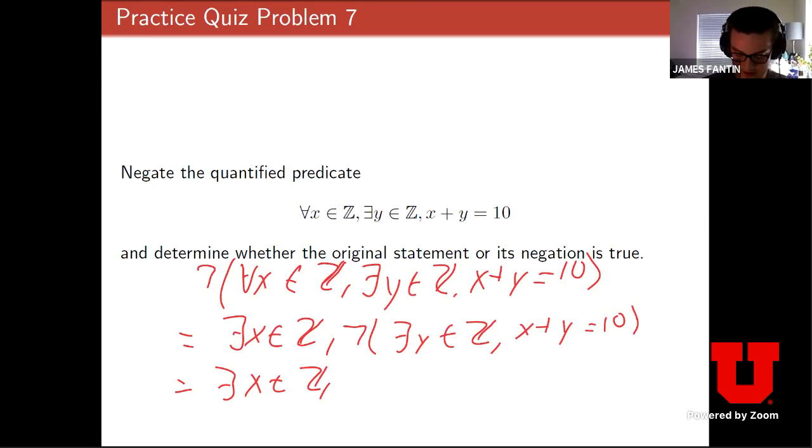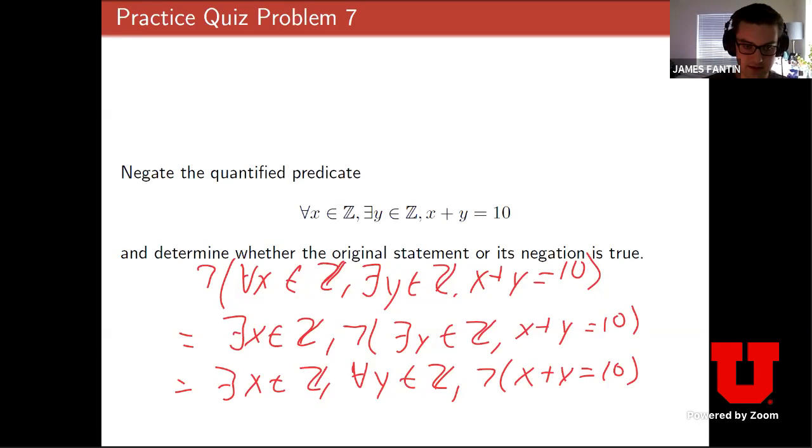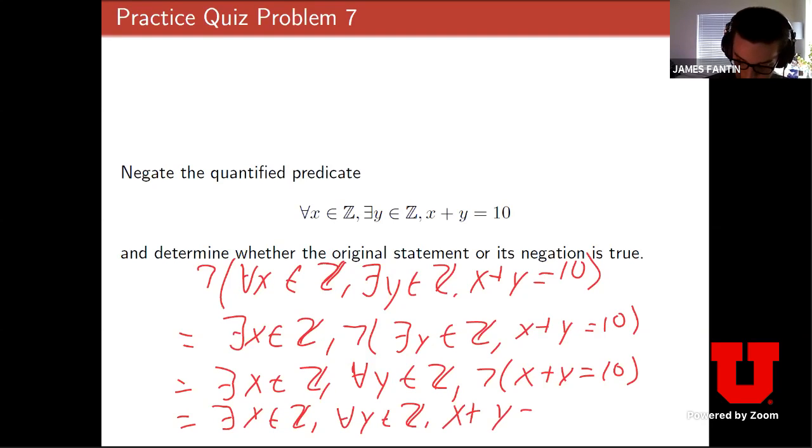Then the negation of there exists a y, an element of Z, would be for all y. And then we'd have a negation of x plus y is equal to 10, and that would be that x plus y is not equal to 10. The negation is that if we have two numbers that equal 10, they don't add up to 10. So this would be the negation of our statement right here.